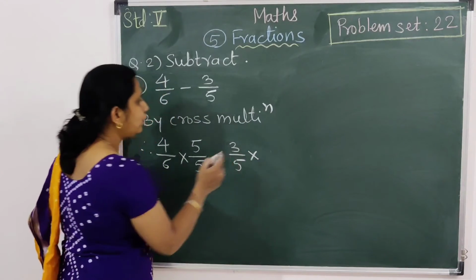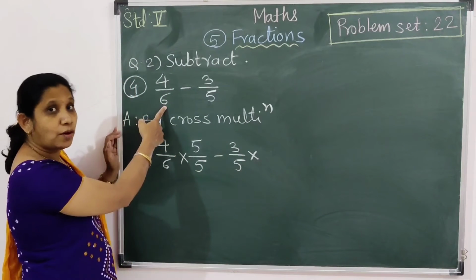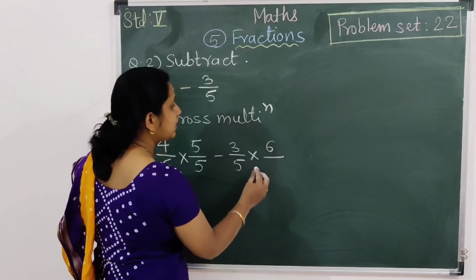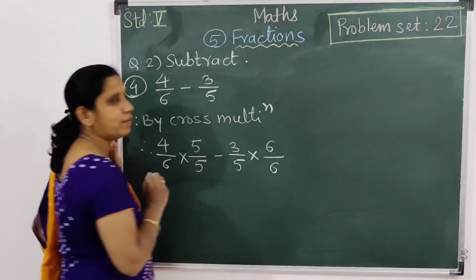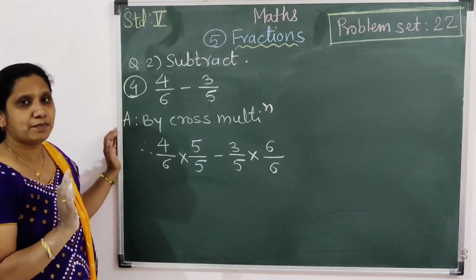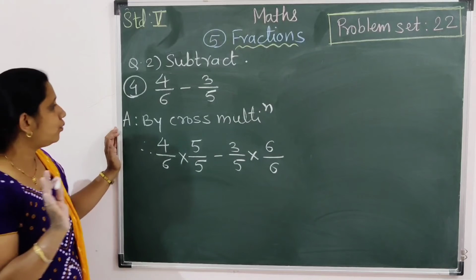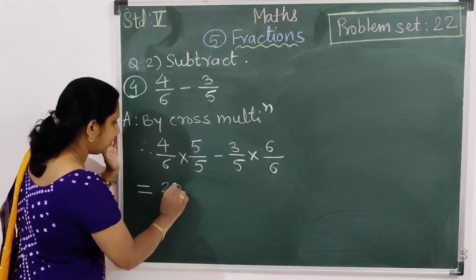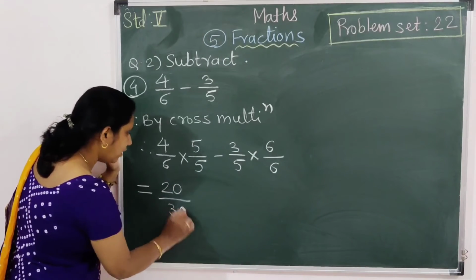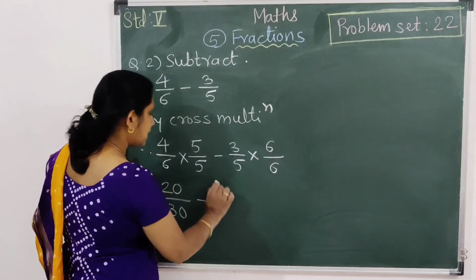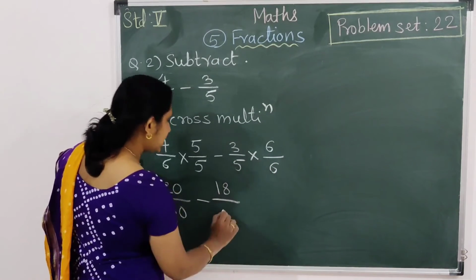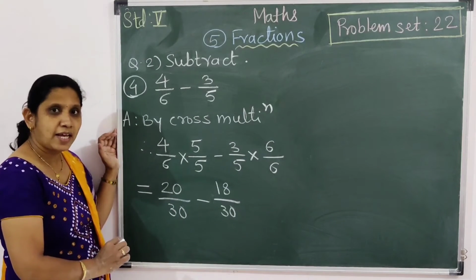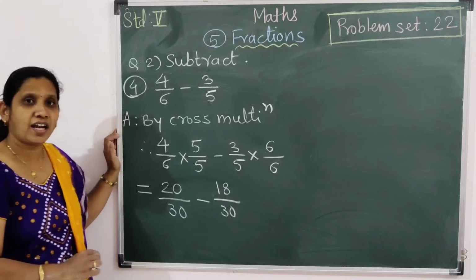To this we are going to multiply by the denominator of the first fraction, that is 6. So we'll multiply here in the numerator by 6, also we'll multiply in the denominator by 6. It's very simple. By practice you can do it very well. This is equal to 4 5s are 20 upon 6 5s are 30, minus 3 6s are 18 upon 5 6s are 30. Now, have we got the denominator same? Yes, both the denominators are 30 now.